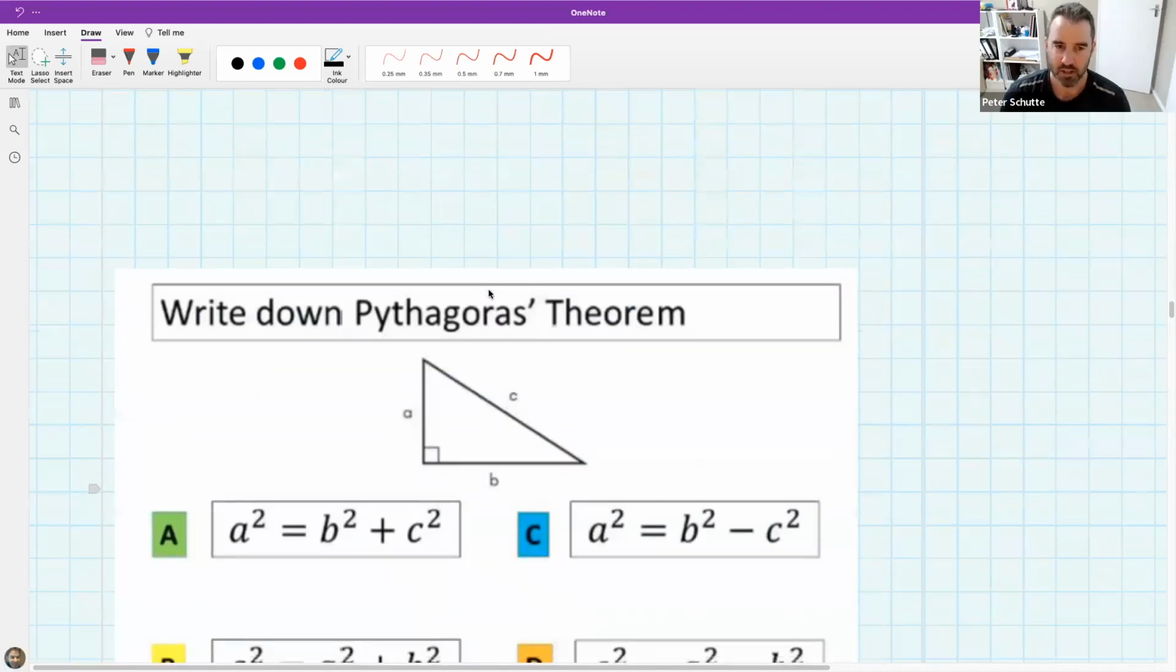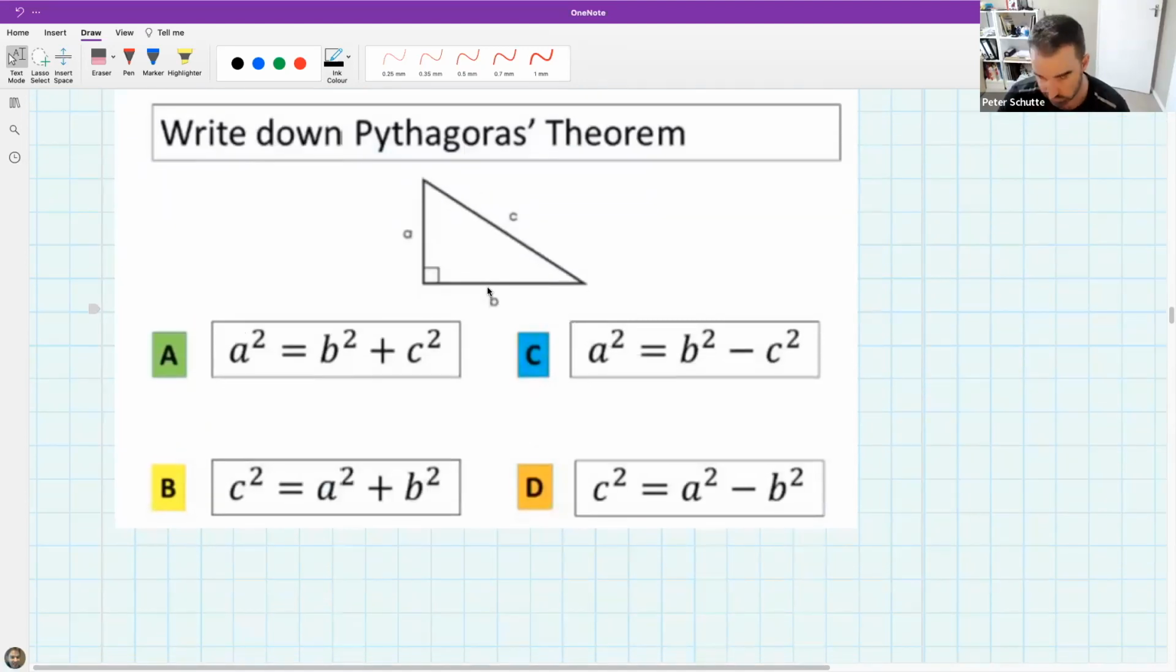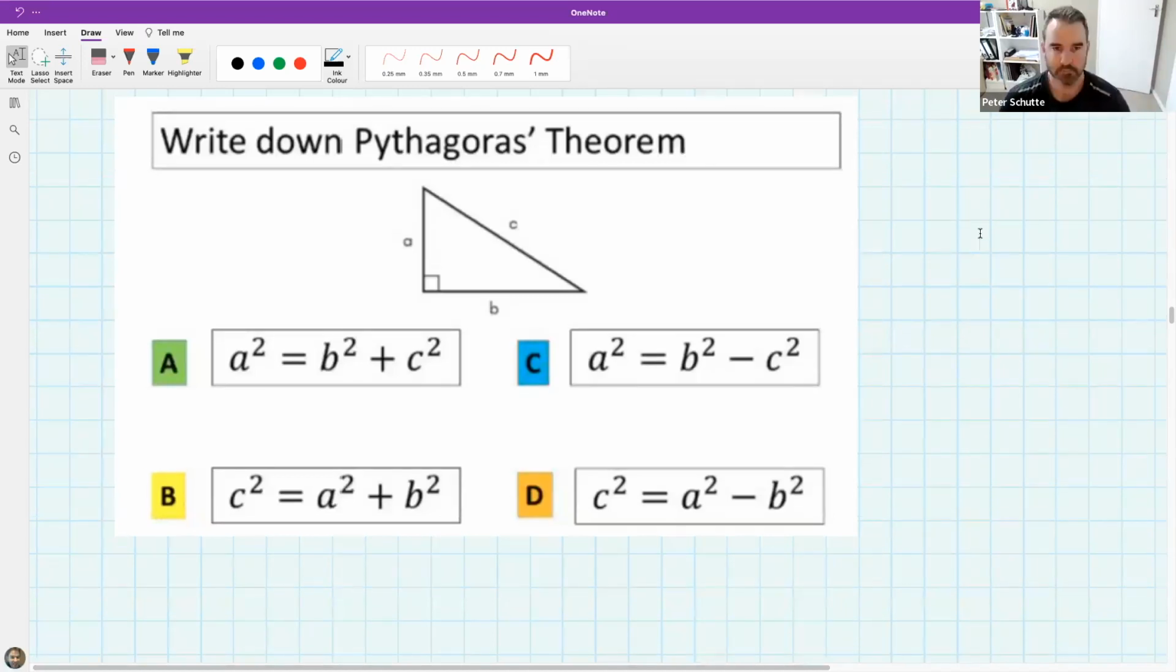Okay, now, when we go back to triangle land, when we deal with right angle triangles, there's quite an important theorem or fact that we need to know. If we talk about something called Pythagoras' theorem, which of these 4 options do you think represents Pythagoras' theorem? Pop your vote in the chat.